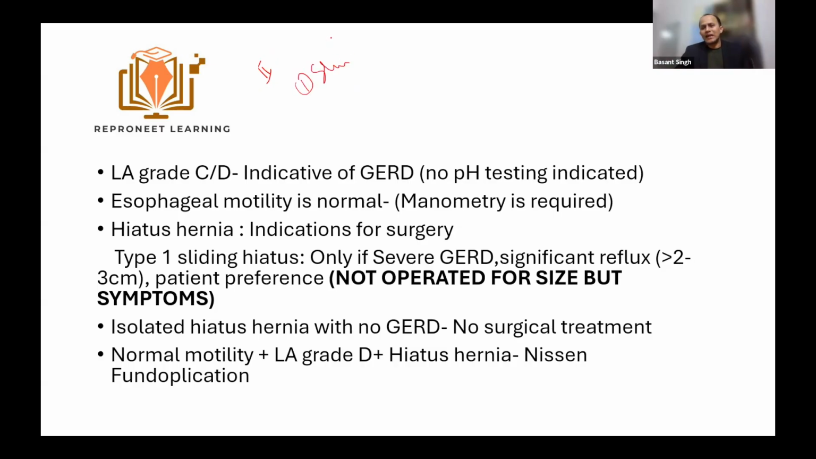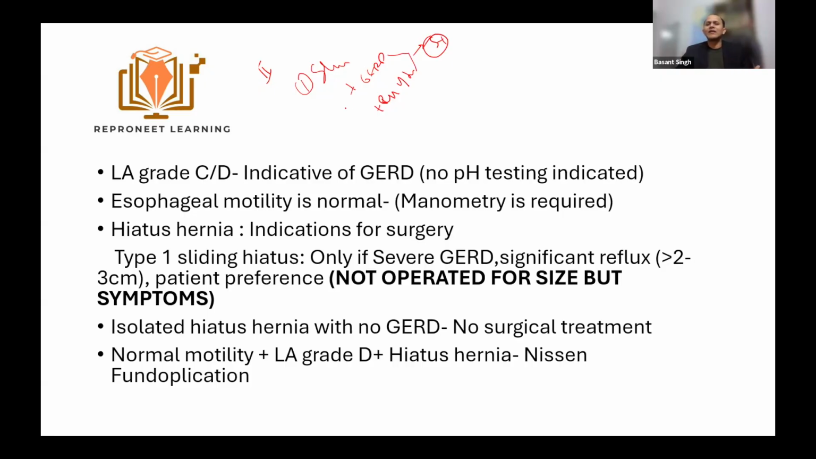So when do you operate a sliding hiatus hernia? If the patient has symptoms. So what symptoms will this patient have? They will have GERD or reflux of food. Since the patient has sliding hiatus hernia with GERD, reflux of food, not managed by medical therapy, then it becomes an indication for surgery. Where we reduce the hernia and then we do a fundoplication, all those things.